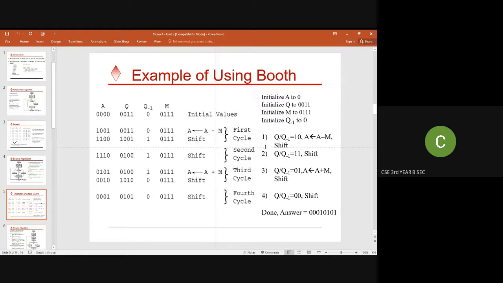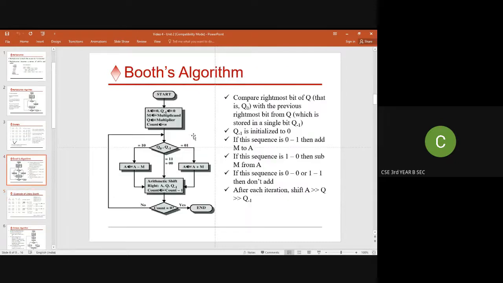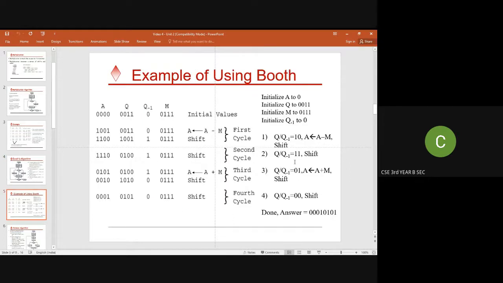First we have to check Q and Q minus 1. First of all, 1 to 0. So 1 to 0 means what we have to do? Check here. 1 to 0 means we have to subtract M from A, A minus M, and we have to shift. So this is done here.